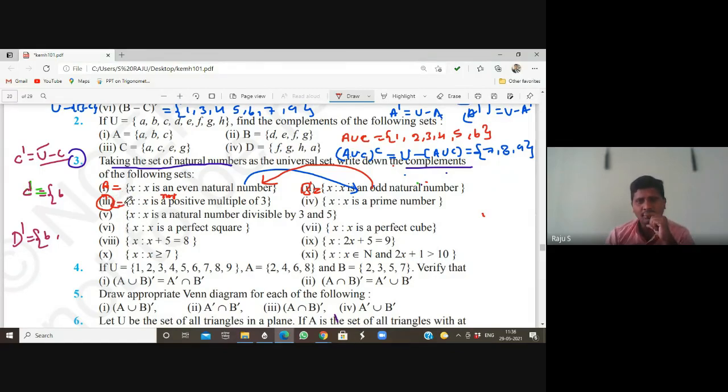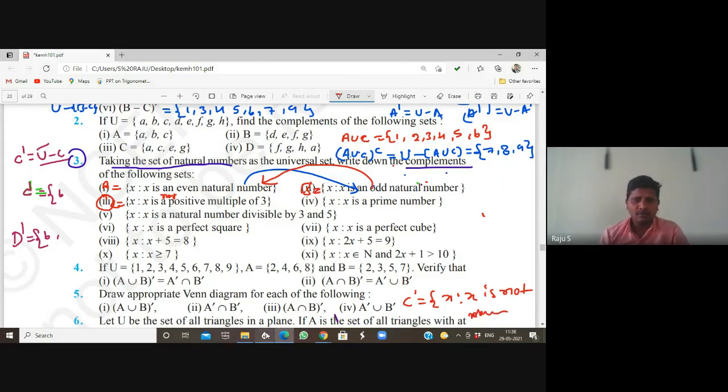You can take it like this as C. C is X such that X is a positive multiple of 3. Then C complement is X such that X is not a multiple of 3. Not a multiple of 3, like that. That is the answer.